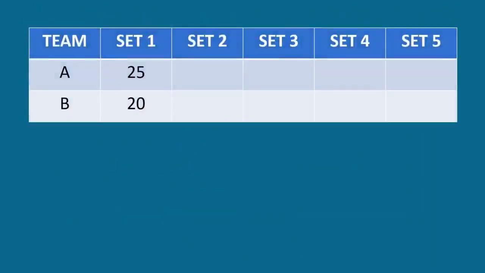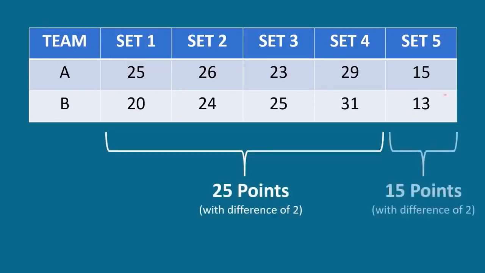Here's a score. Let's say team A and team B have 5 sets. The first 4 sets go to whoever wins 25 points with a difference of 2. But the last set goes to whoever wins 15 points with a difference of 2. So out of these 5 sets, you need to win 3 sets. The first 4 sets are 25 points. The last set is just 15 points, but you need to have a difference of 2.